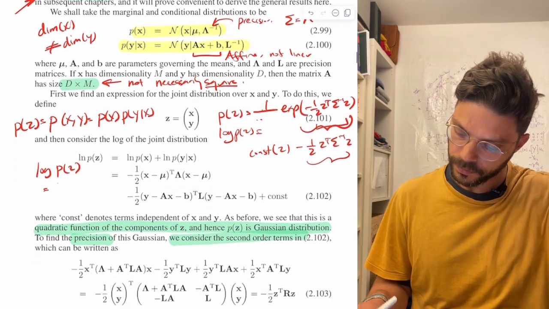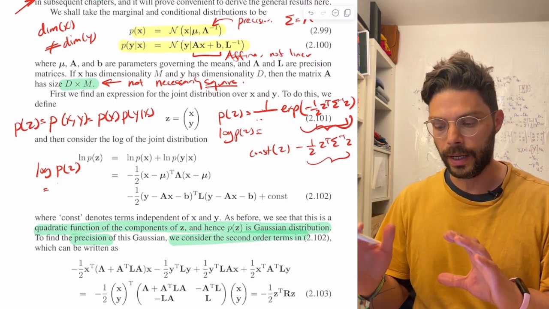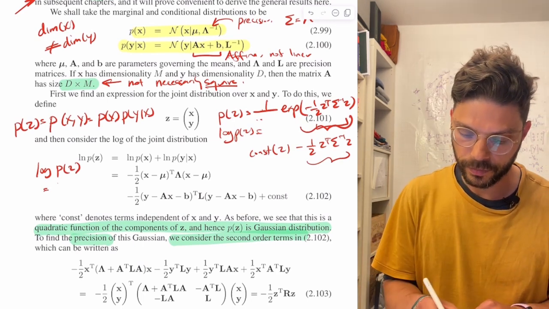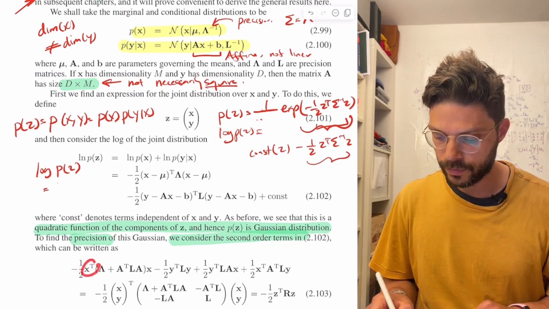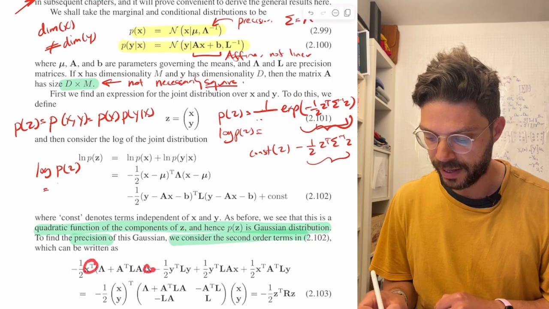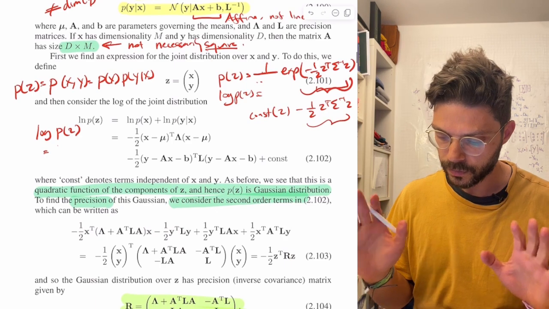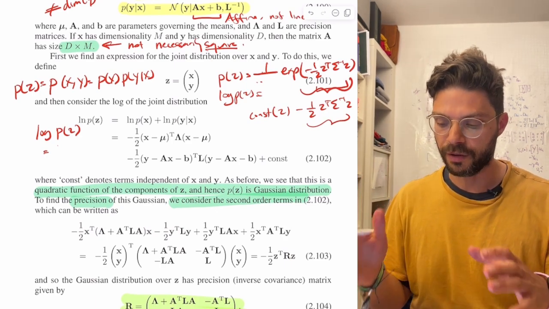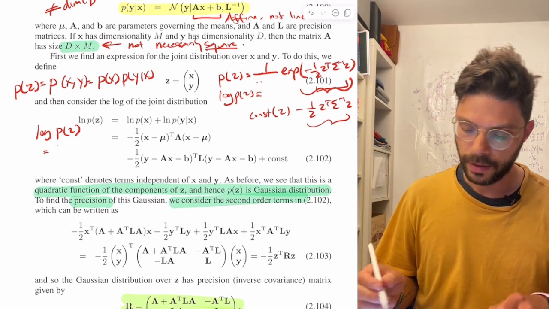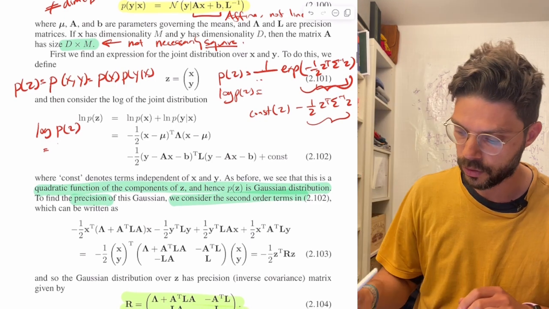And now what we're going to do is group these by x and y. We're going to first collect the terms that are x by x, then y by, and actually the very first thing we're going to do, let me back up. We're first going to try to figure out what the covariance, or actually the precision, is.